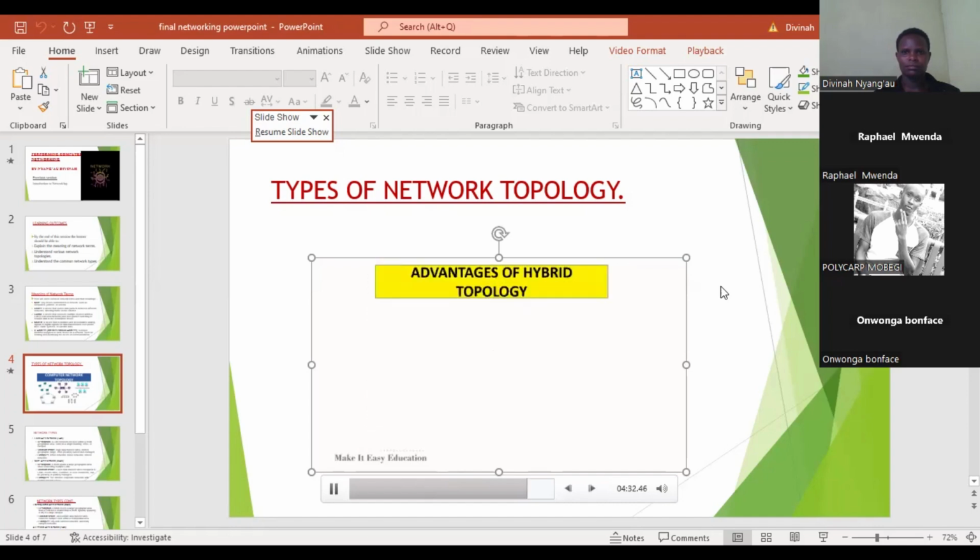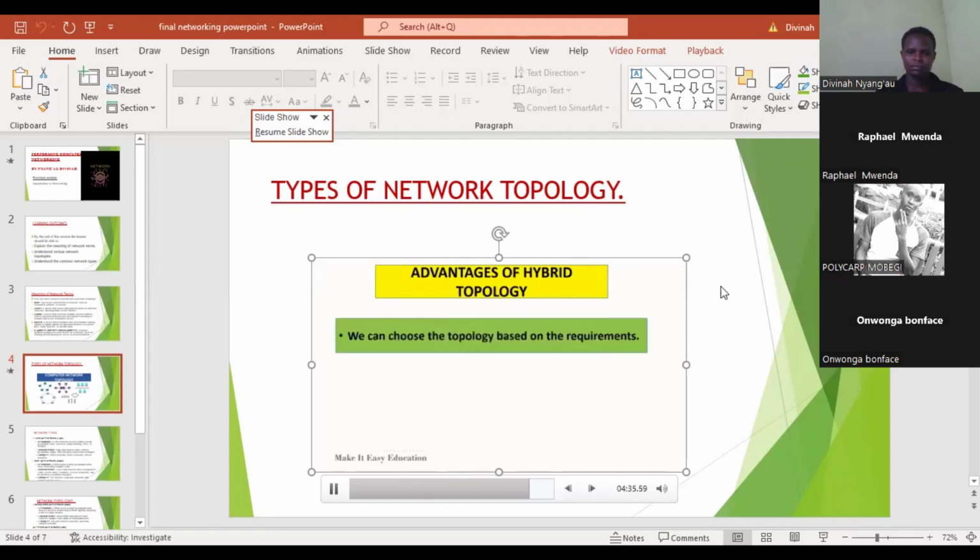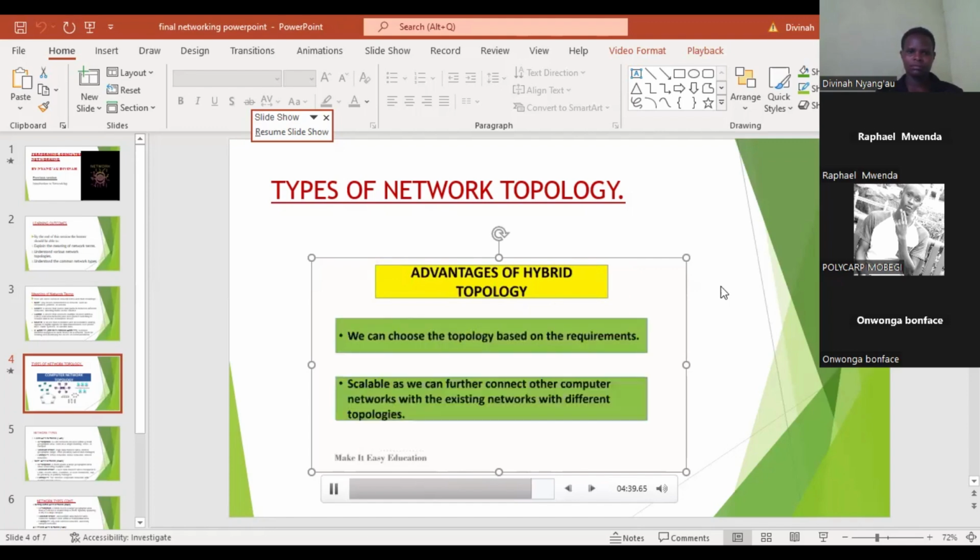Advantages of hybrid topology. We can choose the topology based on the requirements. It is scalable, as we can further connect other computer networks with the existing network with different topologies.